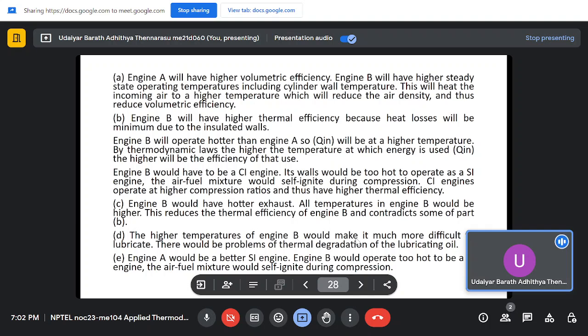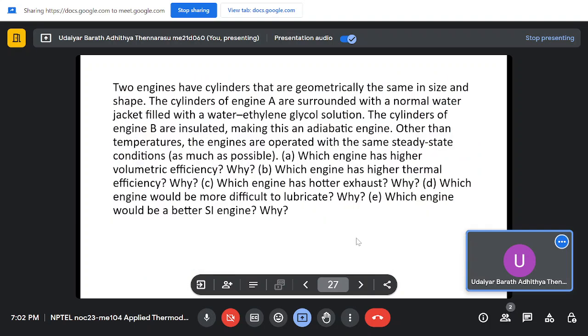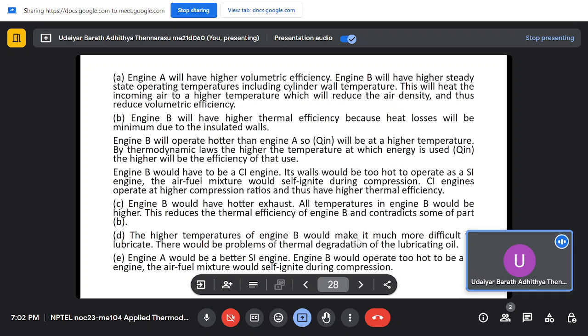So the next question is, which engine has hotter exhaust? Why? Definitely engine B will have hotter exhaust, as I told previously. Your heat loss is minimal or nonexistent because it's insulated, so it will increase the temperature within. The walls and everything will be at a higher temperature, so your exhaust will also be at a higher temperature.